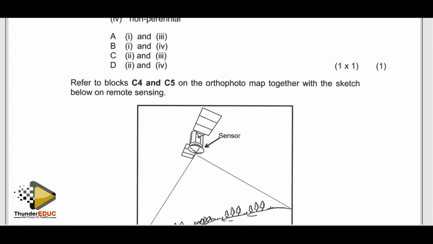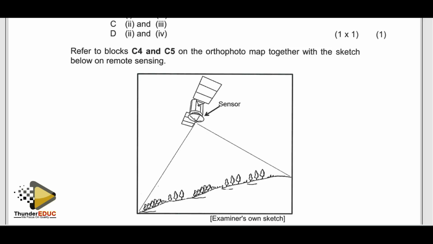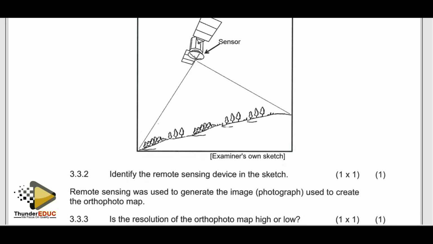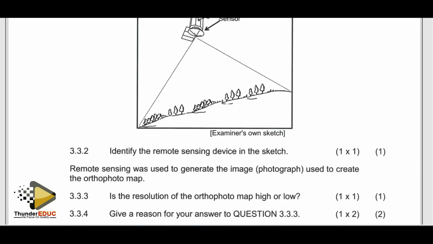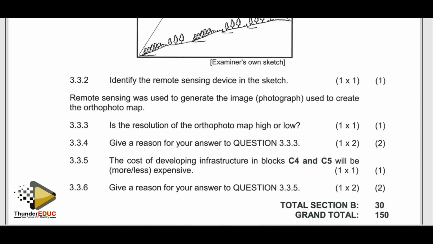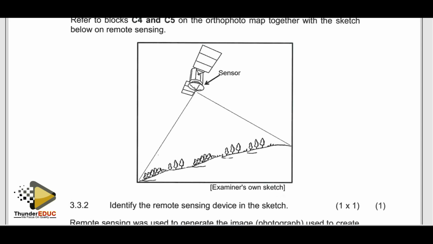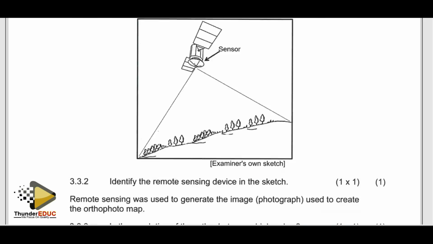Refer to blocks C4 and C5 on the orthophoto map together with the sketch below on remote sensing. Right, this is our sketch. Right, identify the remote sensing device in the sketch. Basically this remote sensing device, you are seeing that it's taking an image from above. So basically it qualifies to be an aerial camera. We can say it's a drone camera.